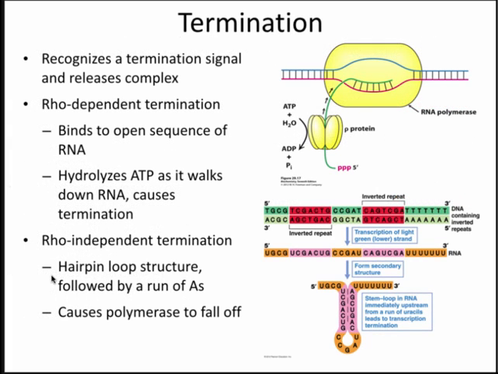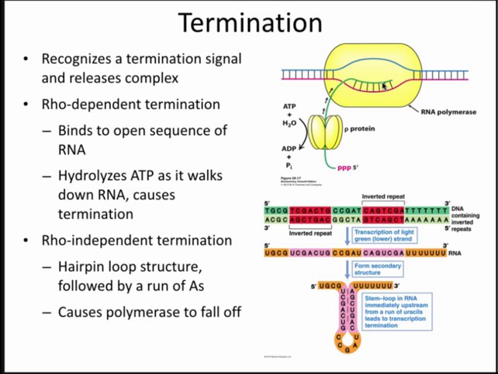You then go on to termination. You recognize a termination signal and it releases the complex. And this can happen in two ways. One is rho-dependent termination. What happens is that the RNA polymerase gets past the last gene, and you start to have this area of open RNA that doesn't have ribosomes on it. And then the rho will bind to this open sequence, hydrolyze ATP, move towards the polymerase, and when it gets there, it will yank the RNA out from the RNA polymerase.